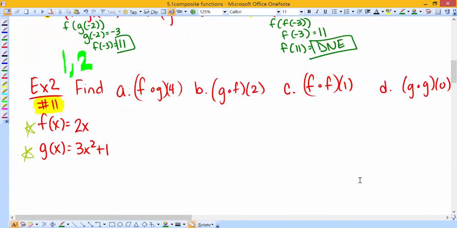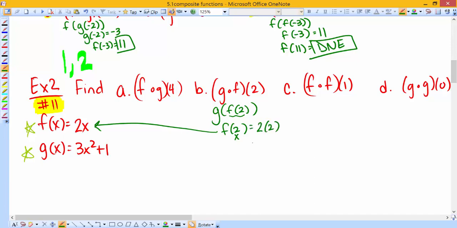Example 2. I'm only going to do, let's see, I think I'll go ahead and do B. So let me rewrite this. This is g of f of 2. So I start on the inside, which is f of 2. The f tells you you're going to use the f of x equation, and the 2 is what you put in for x. So this is 2 times 2, which is 4.